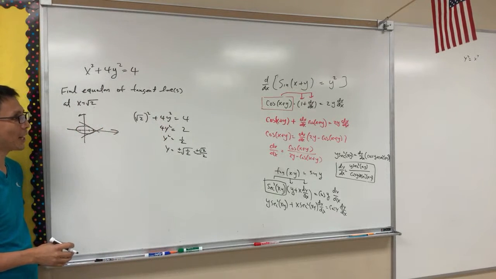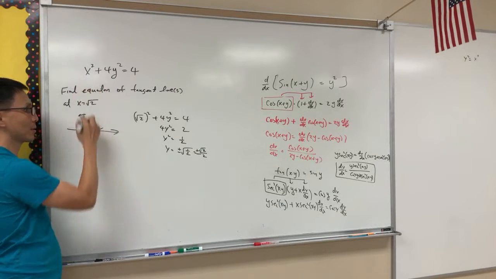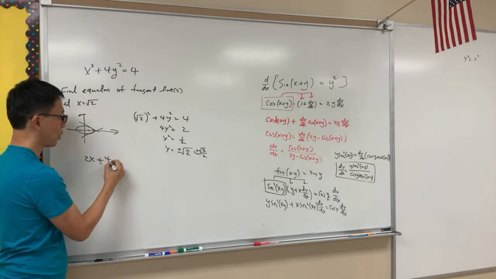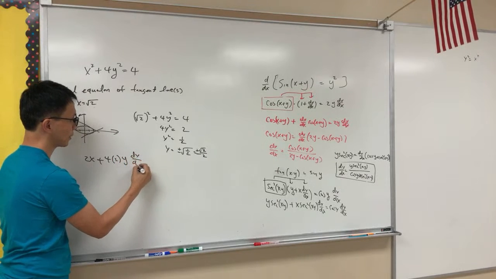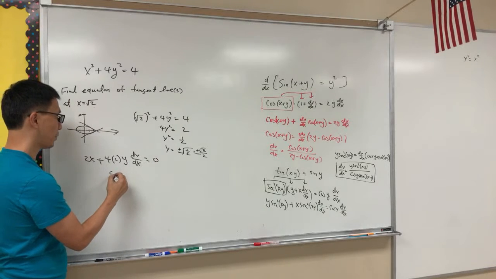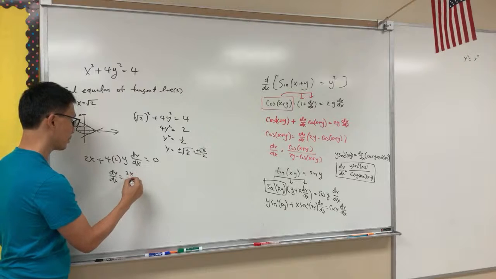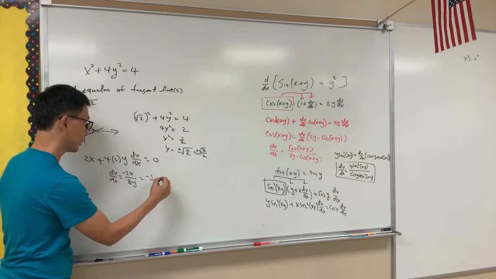Okay, so I can find the derivative. The derivative is actually easy in this case. It's 2x plus 4 times 2 times y times dy dx is equal to 0. So dy dx is equal to negative 2x over 8y, which is equal to negative x over 4y.